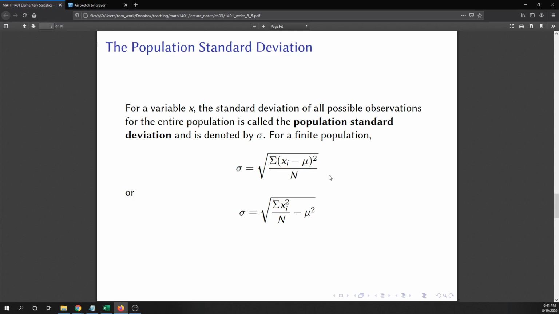All right, so again, there's two formulas. This formula is how it's defined, and this formula is a computational formula. Again, I much prefer this formula over the other one when I'm going to compute those out, and I will always use this one, okay?